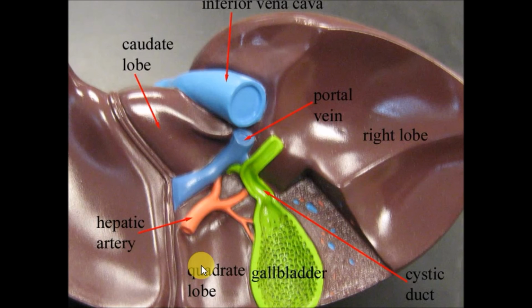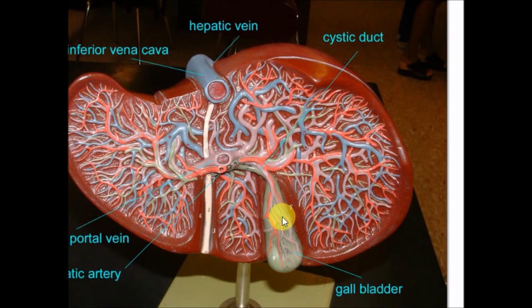And again, you need to focus on what is entering and what's exiting. It's not just names. You need to know the direction of each one of those. Are you bringing blood to the liver or are you leaving the liver? When you look at this picture, this is showing you the liver, but it's kind of a removed part, a section that was removed to show you what's inside.